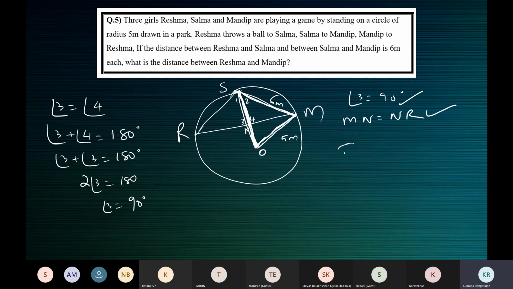So when you take triangle SMO, you know the lengths of all three sides. SM is 6 meters, OM is 5 meters, SO is 5 meters. I pause so that you think. Triangle SMO: SM is 6 meters, MO radius 5 meters, SO radius 5 meters. So we know the three sides of this triangle, and we can find its area using Heron's formula.